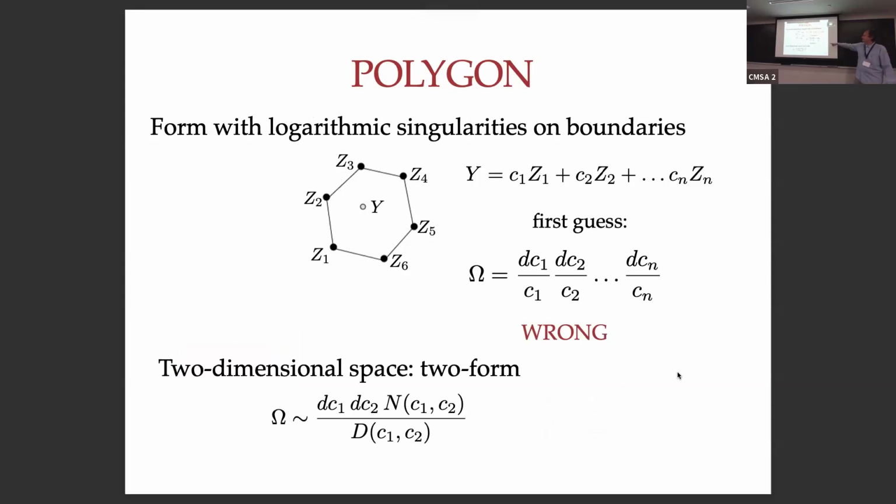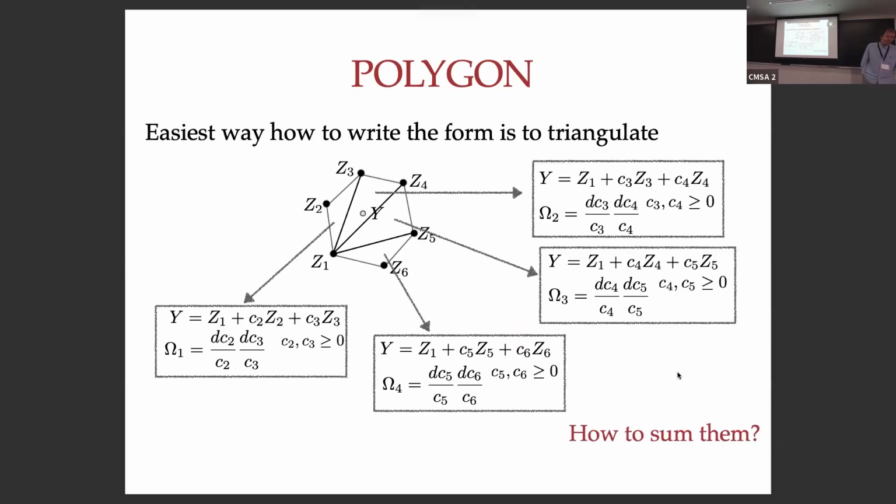So the first guess is that it might be something like this, which is wrong because this is still a two-dimensional picture and this is an n-form. So actually, in some parametrization, it's a more complicated two-form. It has a lot of factors in the denominator, corresponding to boundaries, and there's some numerator factor as well. How to write this form?